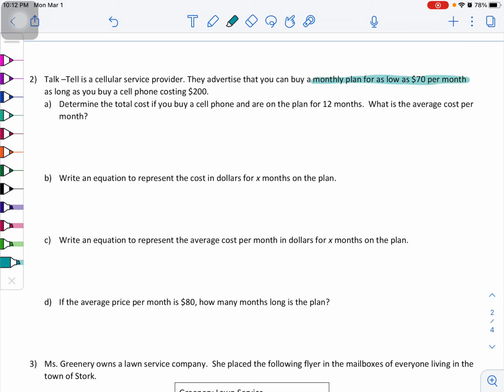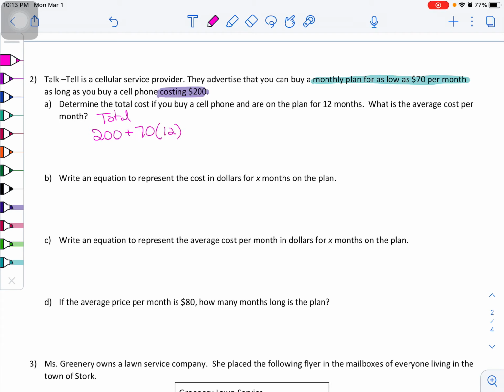TalkTel is a cellular service provider. They advertise that you can buy a monthly plan for as low as $70 per month, as long as you buy a cell phone costing $200. All right, so you're going to pay that $200 for the phone, and then you have the monthly plan for $70 per month. Okay, so part A, total cost.